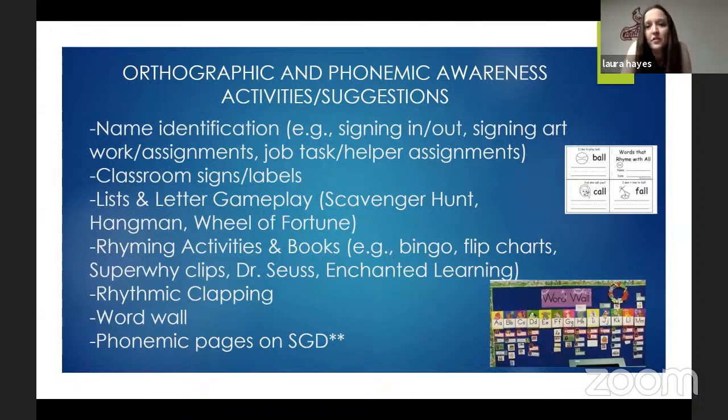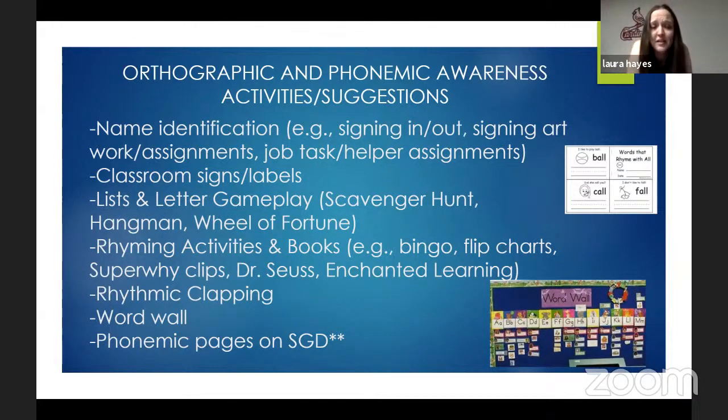Okay, so what can we do for the kiddos that are at this stage? Going beyond just print awareness, having them work on identification, signing in, signing out, work assignments, classroom signs and labels, having them manipulate those throughout the day. Giving them lists and letter gameplay, so having them go on scavenger hunts for things around the room, you know, something that starts with the letter H, playing Hangman, Wheel of Fortune, all of those letter games where it's not completely errorless, but they are getting feedback in a meaningful contextual way.